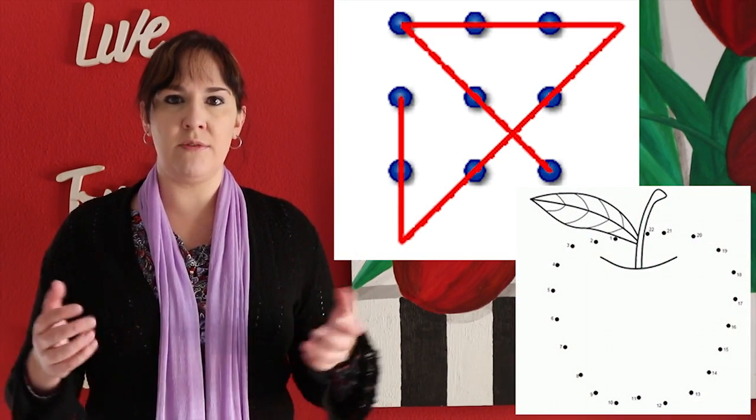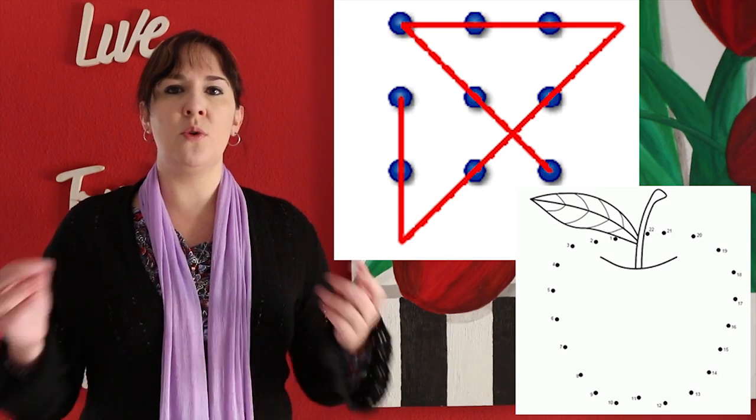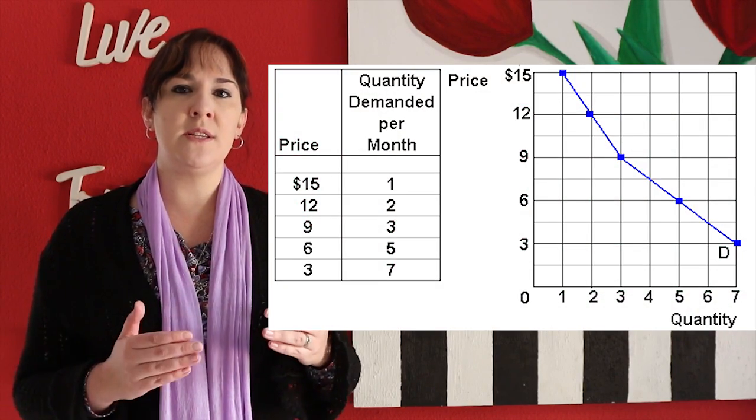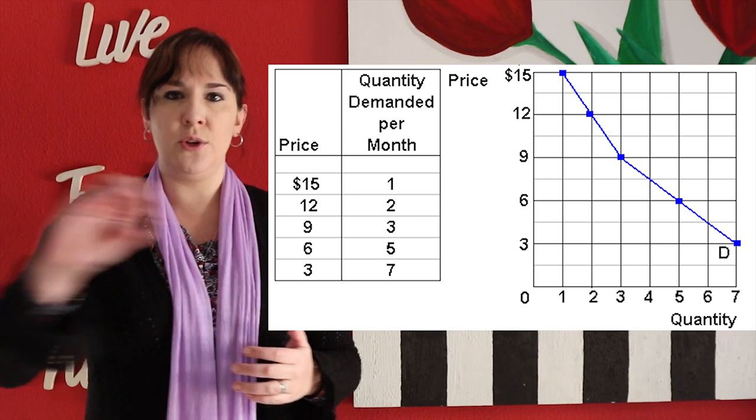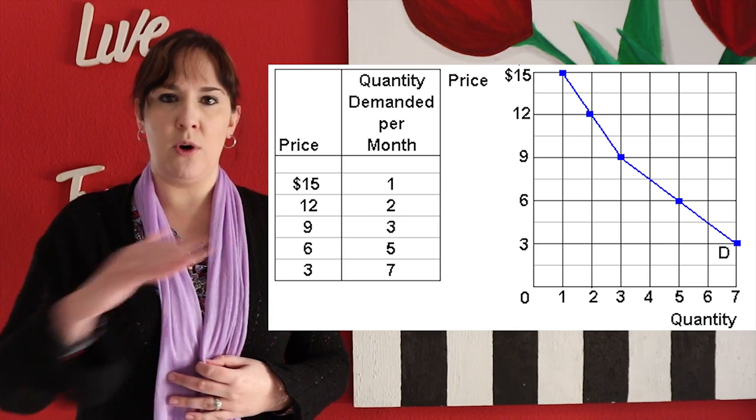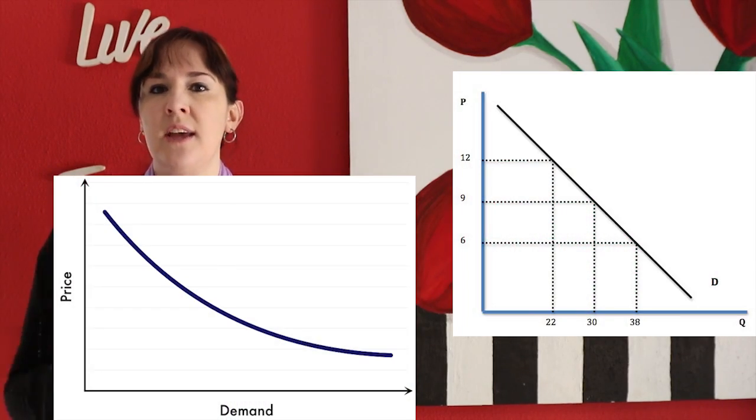My demand curve is drawn by connecting the dots. It's kind of like those drawings you used to draw as kids where you had to connect the dots. So here you will just be connecting various price and quantity demanded combinations to get your demand line or your demand curve. On the one axis you will have price, and on the other axis you will have quantity demanded.